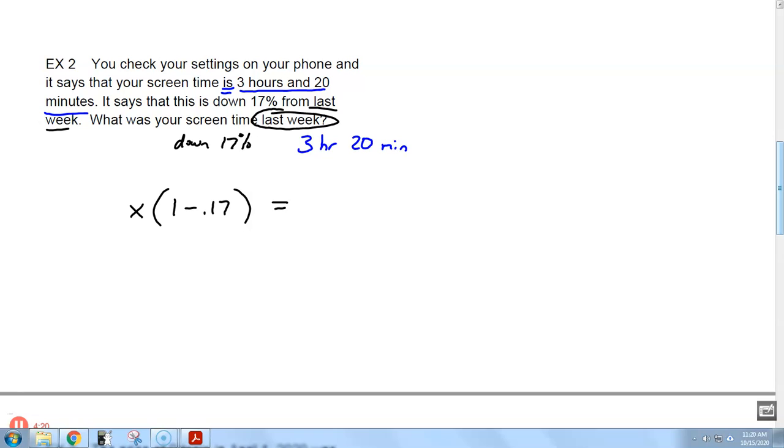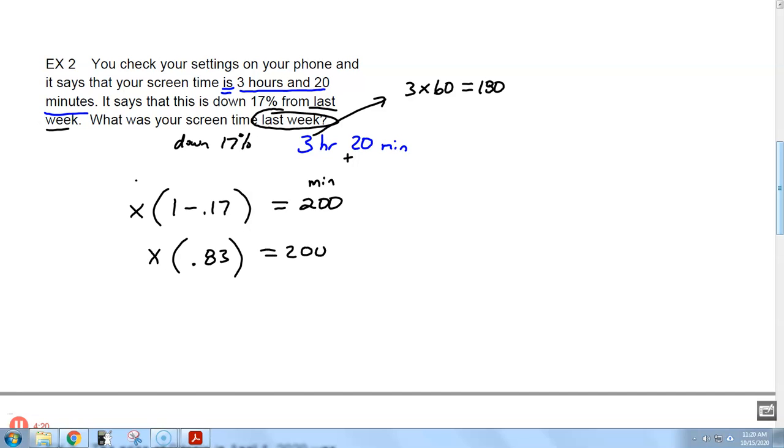You can't really use 3.20, that won't work for this. So let's just change this to minutes. 3 hours is 180 minutes, and then we add the 20 there, so we're looking at 200 minutes. We used to be so many minutes, we don't know. We decreased, now we're at 200. So this is going to be x times 0.83 equals 200.